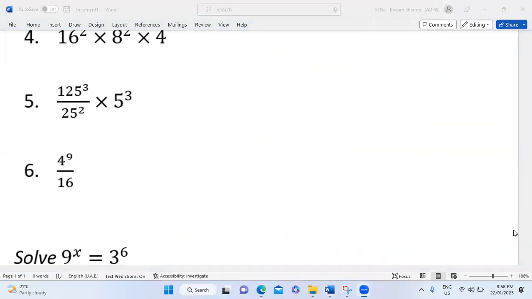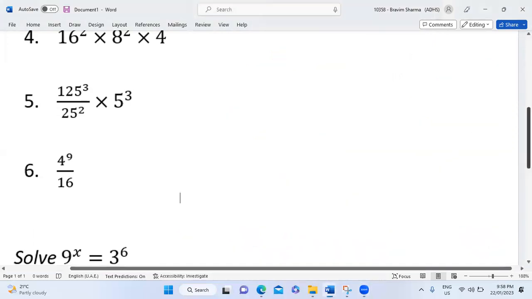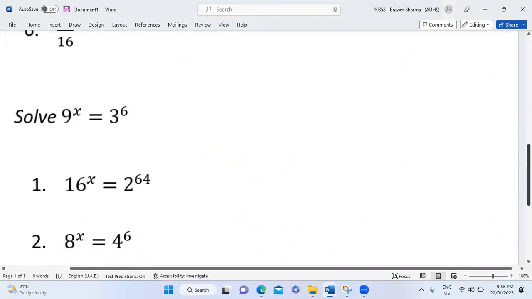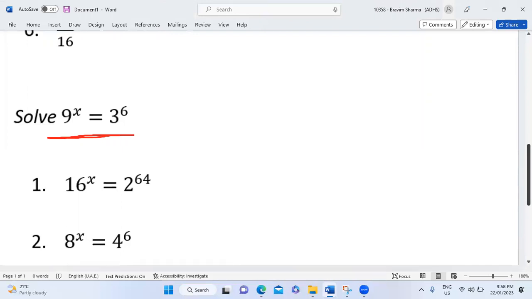Now what we can do here is learn the concept of solving equations. For example, the question is: solve 9 to the power of x equal to 3 to the power of 6. As I see, the bases are not the same. So what I will be doing is I'll try to make the bases the same.